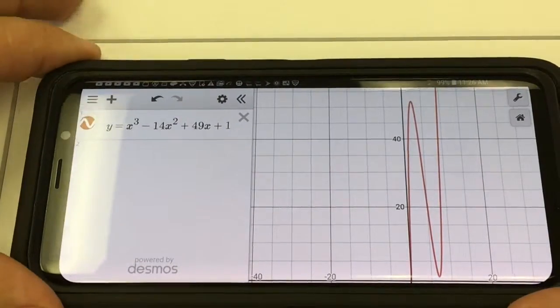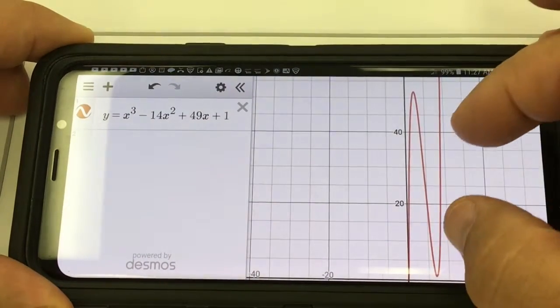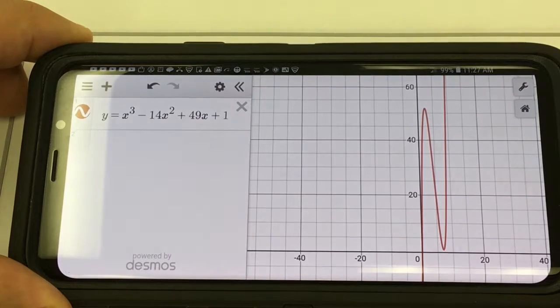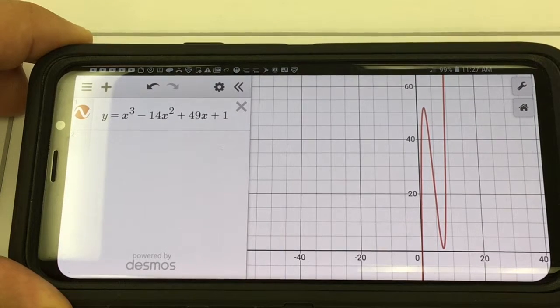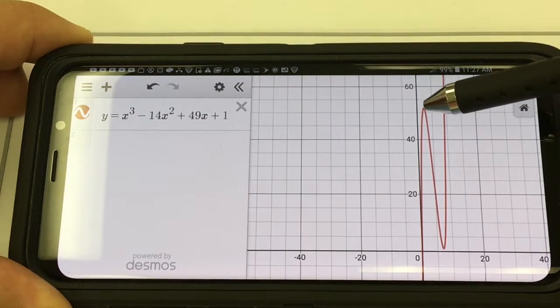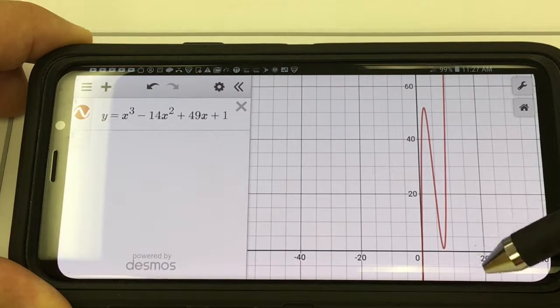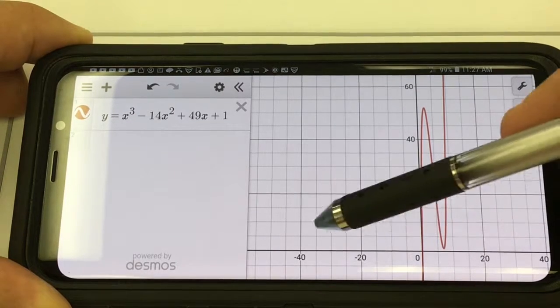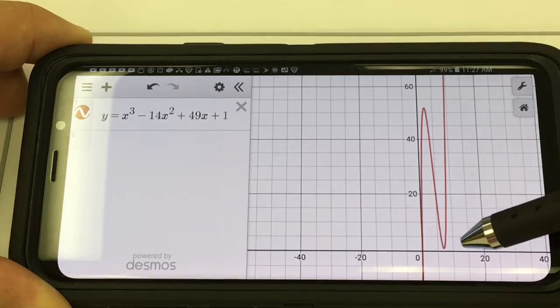Number 10 gives me this cubic equation, and notice how I graphed it on my phone. What it asks is, where are the tangent lines horizontal to this x cubed? Notice I have a relative max here and a relative min here. That's the only spot where I can draw a line that's going to have a slope of 0, because it's a horizontal line.